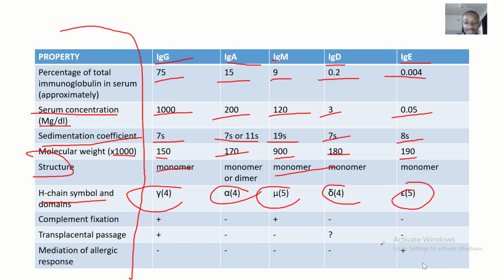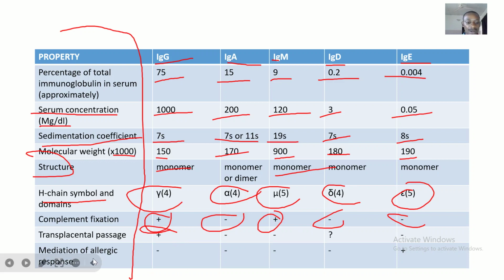Then how about complement fixation? Immunoglobulin G participates in complement fixation. Immunoglobulin A does not, that's why it has a minus. Immunoglobulin M participates in complement fixation, it has a plus. Immunoglobulin D does not, it has a minus. Immunoglobulin E does not, and it has a minus too. Then how about placental passage? That's like passing from the pregnant mother to the fetus. Immunoglobulin G passes through the placenta, and the rest of them do not.